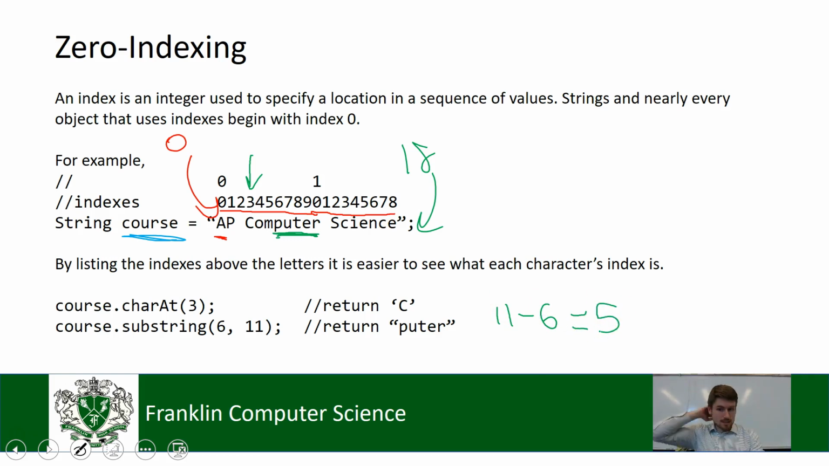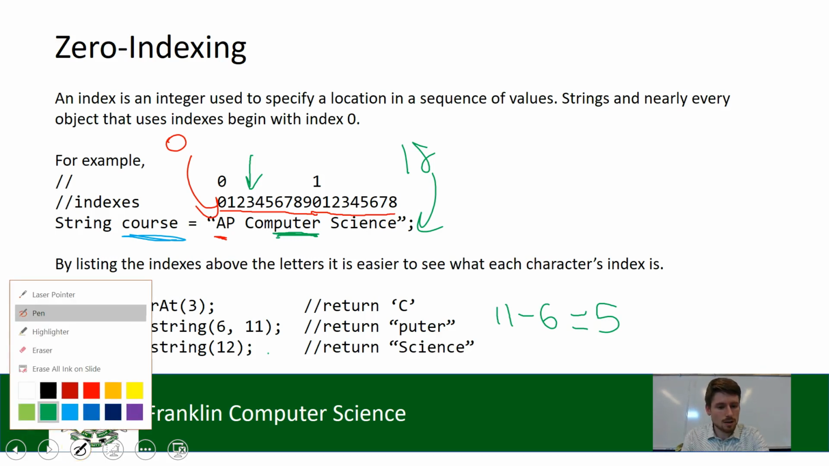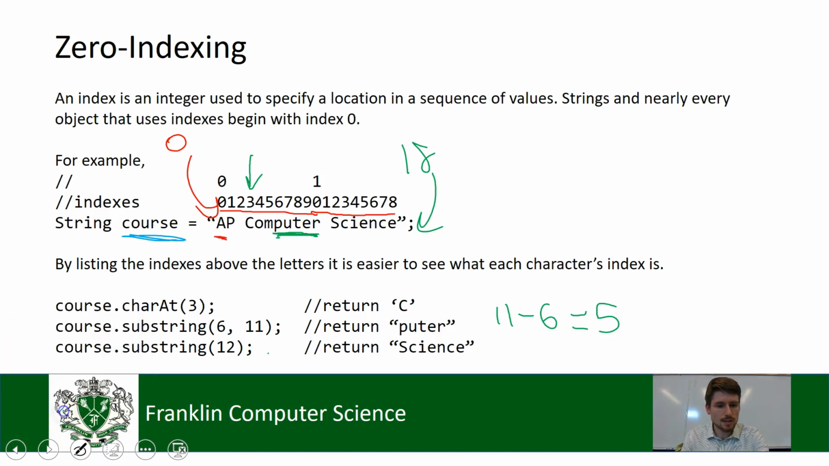So the substring that this gives back is the difference from the last number. It's the last number minus the first number, so we get 5 letters from it. If we started at 12 and went to the end, we're going to find the start, which is 12, and then go all the way to the end, so we're going to grab science. So course.substring(12) is going to be science because we go from 12 all the way to the end.